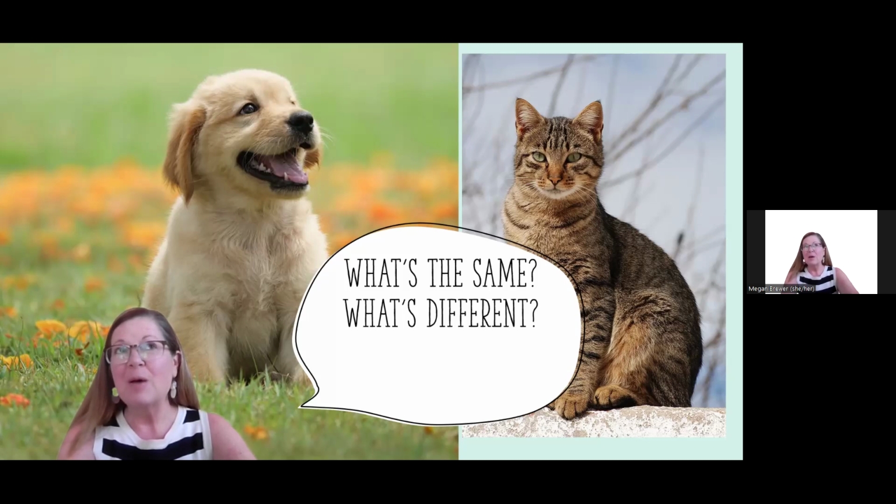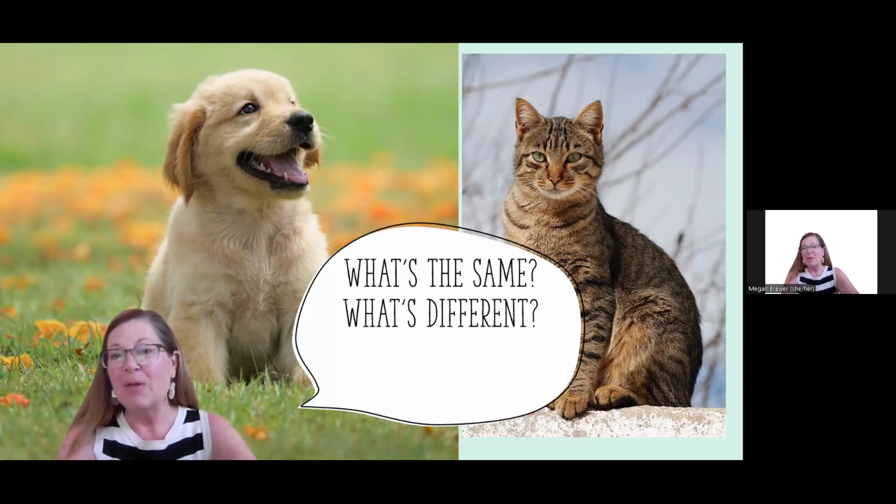So some examples of what students might say. Oh, these are both animals. That's something that's the same. These are pets. That's the same. They're both outside. That's the same. Well, what's different?